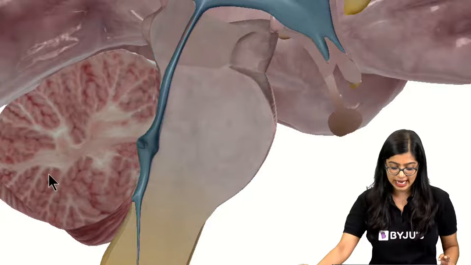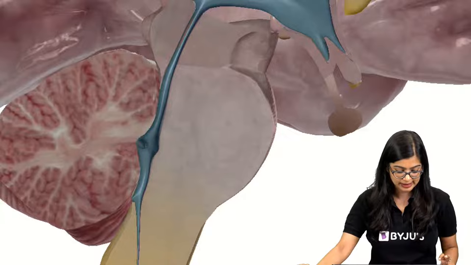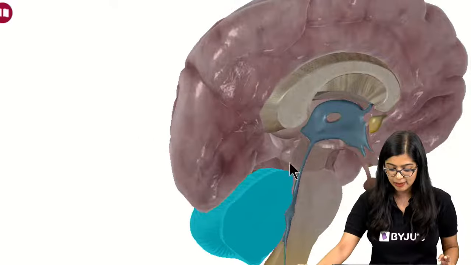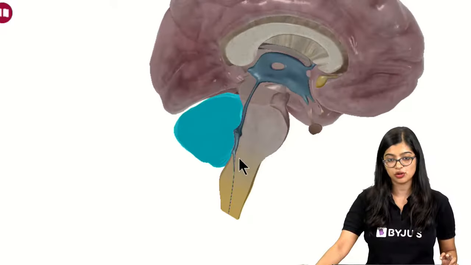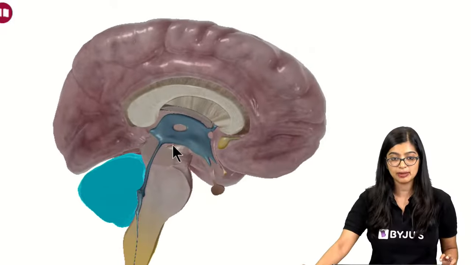Now let's move on to the next part, which is the cerebellum that is there, right? So I'm going to highlight the cerebellum. And as you can see, the cerebellum is the second largest part of the brain. So let me just keep it here.